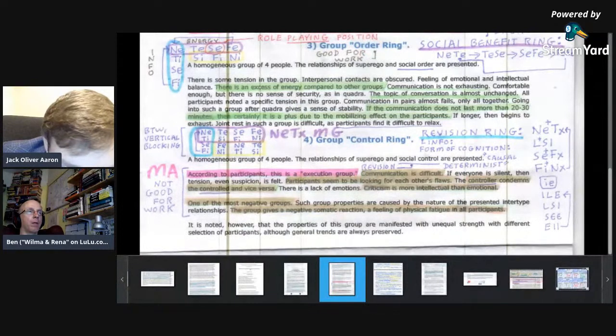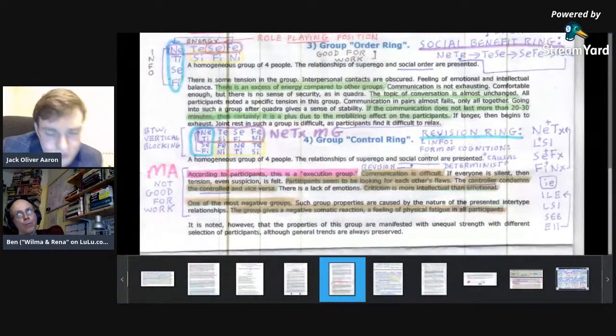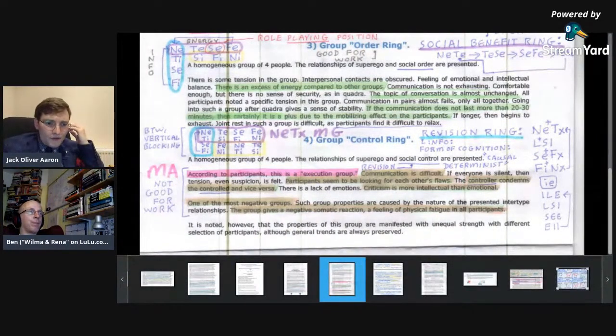Everyone is silent, then tension and suspicion is felt. They seem to be looking for each other's flaws. One of the most negative groups. So we've established, Ben, right, that the most negative, well, this experiment seems to be showing that the most negative collections are supervision, but that the benefit cycle isn't very good either. It's quite uncomfortable. That's what this experiment suggests.